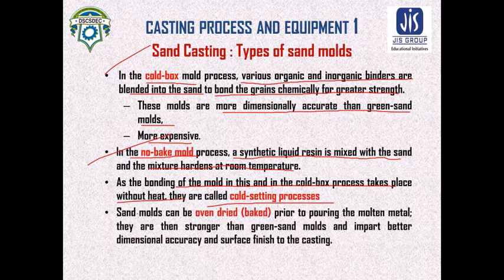Now the sand molds can be oven dried or baked prior to the pouring of the molten metal. They are then stronger than the green sand mold and impart better dimensional quality and surface finish to the casting. Because by baking, we can remove the moisture present in the green sand mold. By removing the moisture, the porosity will be reduced, and as the porosity is reduced, the dimensional accuracy and surface finish of the casting will be increased.